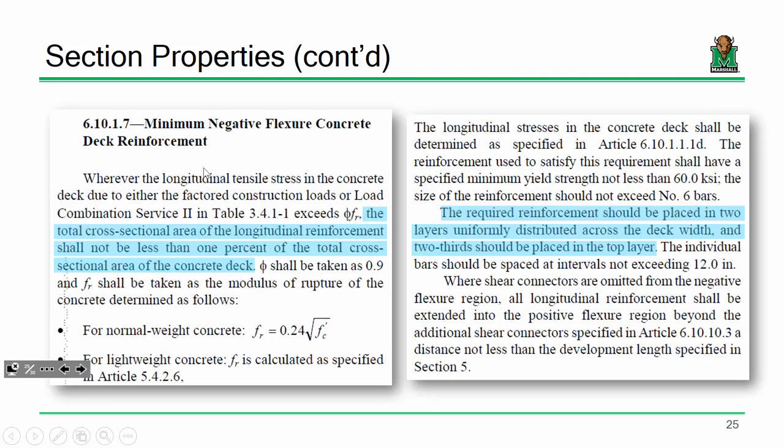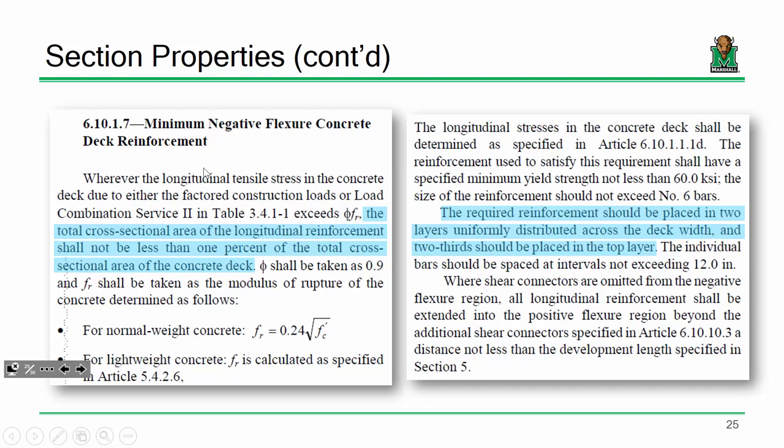Okay? So this is another little snippet from the code. Again, we will take the code in its grand glory later. I'm just identifying given snippets for the purposes of our discussions today. But when you're dealing with negative bending regions, the code specifies that you have to provide at least a minimum amount of reinforcement in those given sections. And instead of counting up every single piece of rebar, what I'm going to do is conservatively assume that I've at least got the minimum. So I'm going to use the minimum.